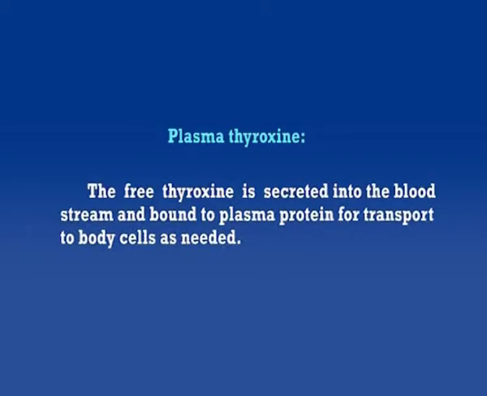Plasma thyroxine. The free thyroxine is secreted into the bloodstream and bound to plasma protein for transport to body cells as needed. After being used to stimulate oxidation in the cell, the hormone is degraded in the liver and the iodine is excreted in bile as inorganic iodine.